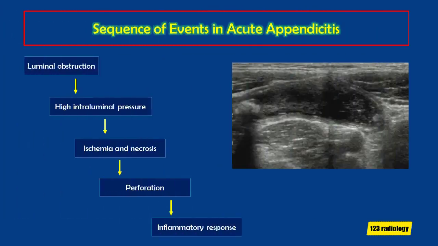When the lumen of the appendix is obstructed, the appendiceal mucosa keeps on secreting mucus, causing dilatation of the lumen, which obviously has consequences for its vascular supply. The intraluminal pressure exceeds the arterial pressure in the appendix wall, with subsequent ischemia and necrosis of the wall, and further perforation. And this is the sequence of events in acute appendicitis: luminal obstruction, high intraluminal pressure, ischemia and necrosis, perforation, and inflammatory response.